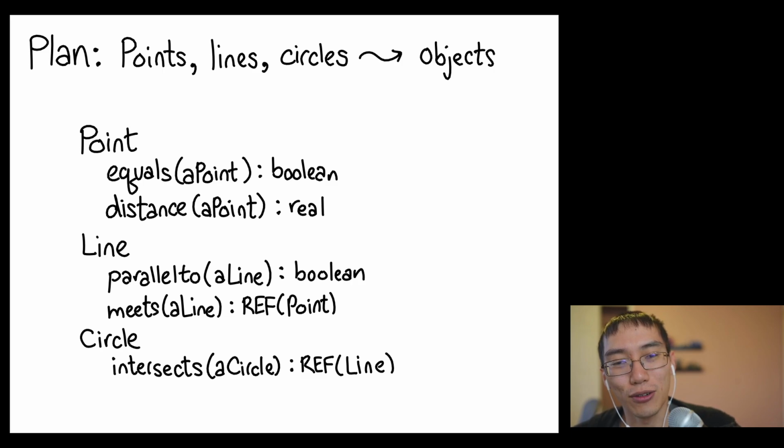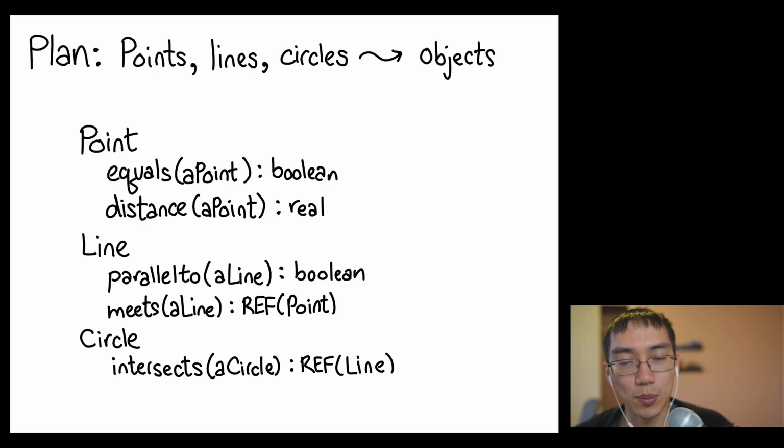Like, you got your function arguments, and then after the colon is the return type. Then what's a line? Well, if I have another line, I can test if they're parallel with each other. And I can also ask, if I've got 2 lines, where do they meet? And this will return a point.